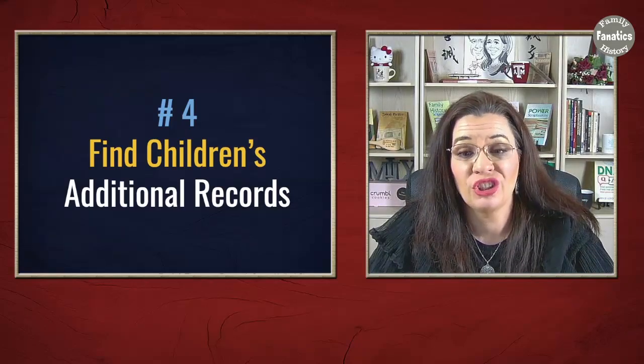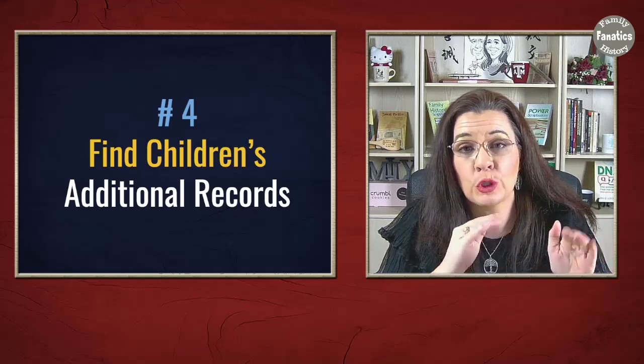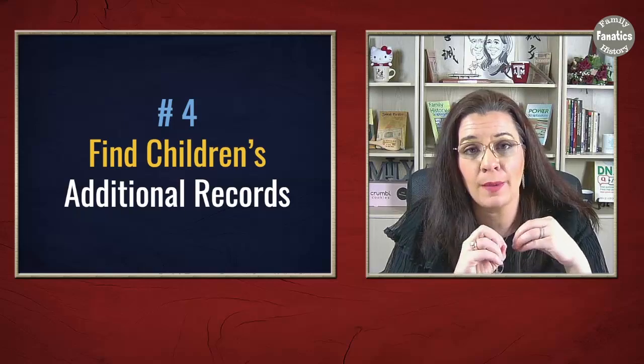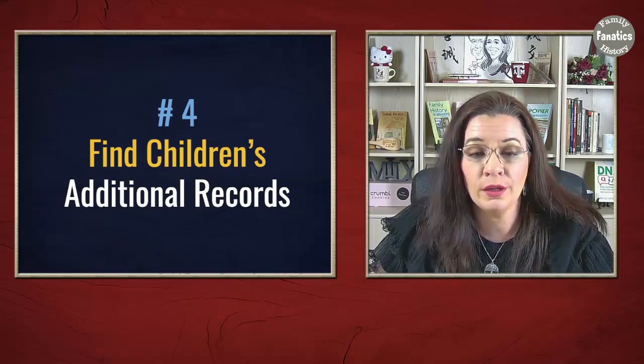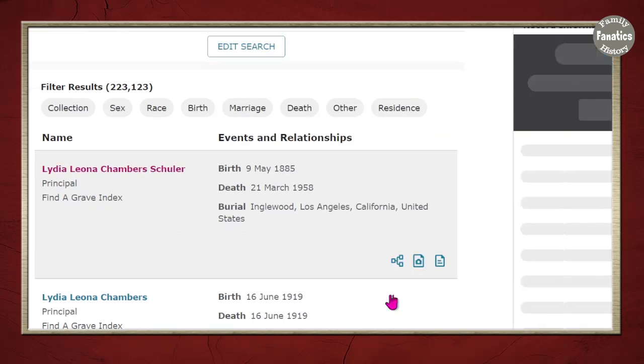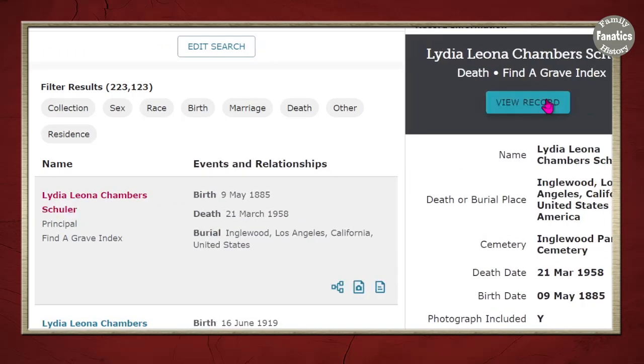So now I'm going to start looking for additional records for the children, and I'm going to switch the search fields to their name one at a time as I find them. So I went over to Family Search and I typed in Lydia Leona Chambers. Nothing else. Remember, searching broad, why not? And one of the first results that comes up is a Find a Grave record. So after a number of hops, skips, and jumps, I'm going to make my way to Find a Grave.